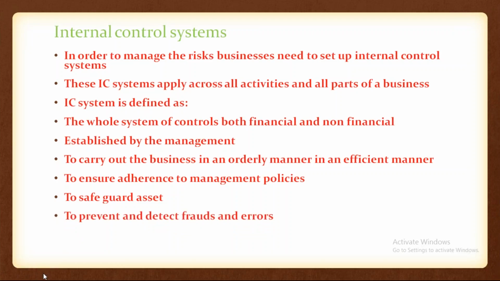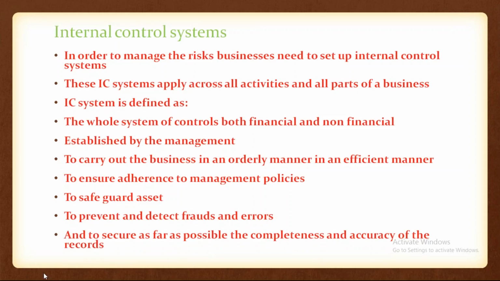To prevent and detect fraud and errors. In our time it was thought internal controls are there to detect frauds and errors. Now you can see it's not the primary purpose. It is there, but not too much of a big thing. It is just a kind of secondary thing, detection of fraud and errors. And finally, not the least, to ensure the completeness and accuracy of records.